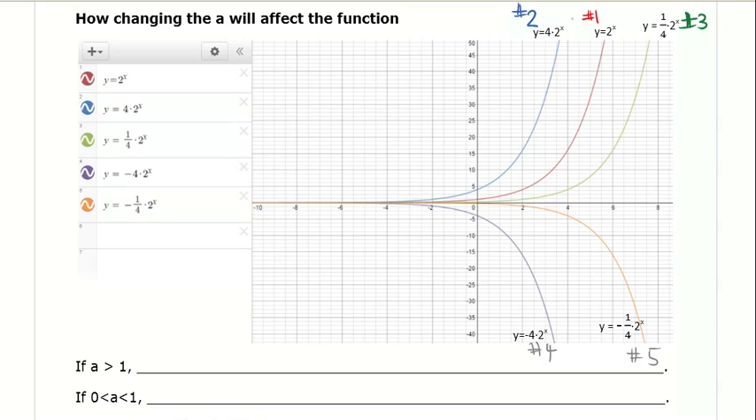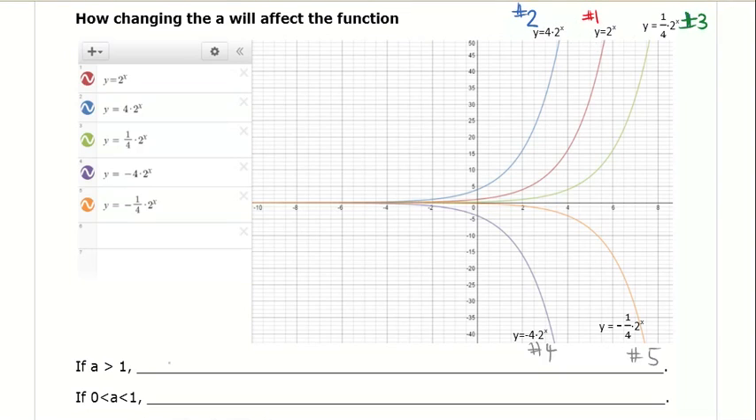If we do 4 times 2 to the power of x, if our a is greater than 1, first of all, notice 4 is now the intercept. But we can see that it grows more quickly. This one took a little bit longer to get up here. This one, notice the value of 2, it's already a lot bigger. Value of 3, a lot bigger. Value of 4, it's not on our graph anymore. But the y value of graph 2 would be a lot bigger than the value of graph 1.